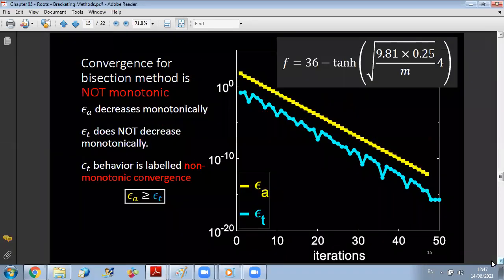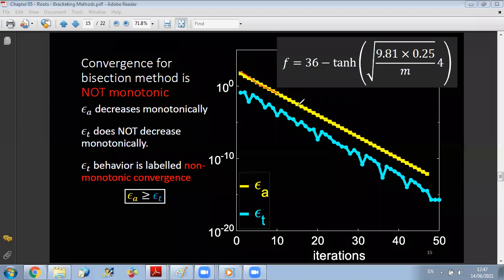Okay. Now we will see some properties of convergence of the bisection method. The first property: if I take this same example here, I am solving for this function, and I do several iterations. I can see that if I draw the behavior of epsilon absolute, it is continuously decreasing.